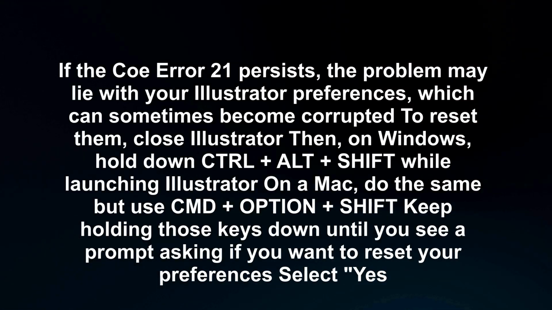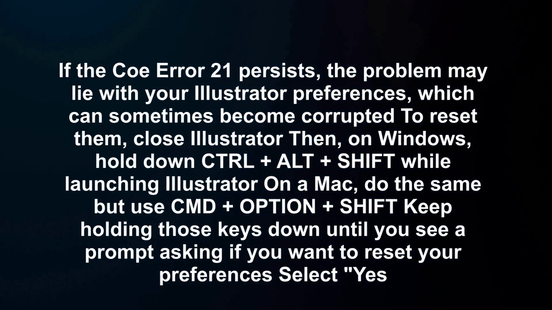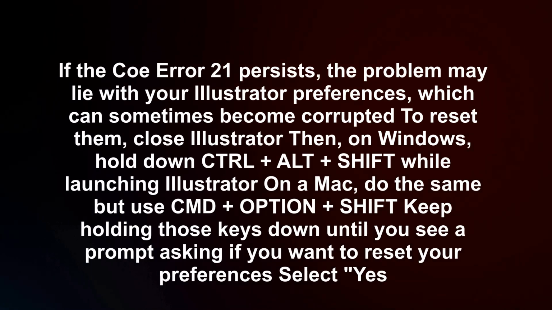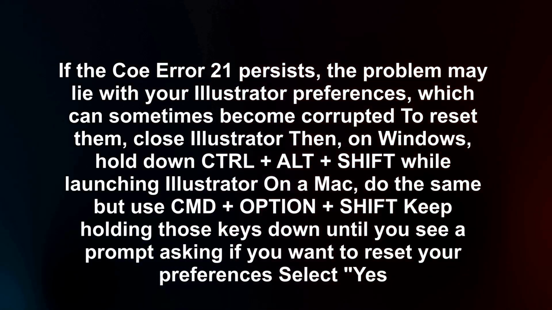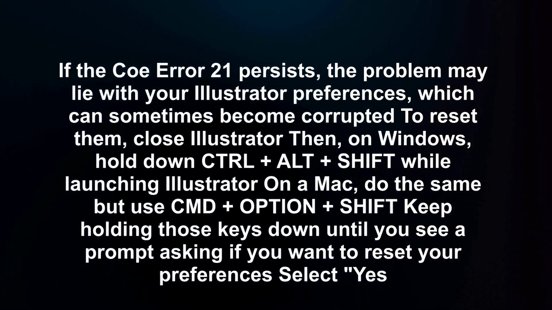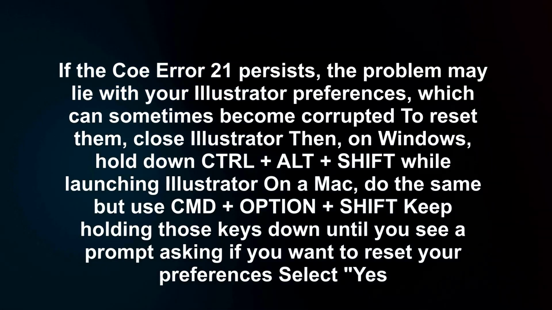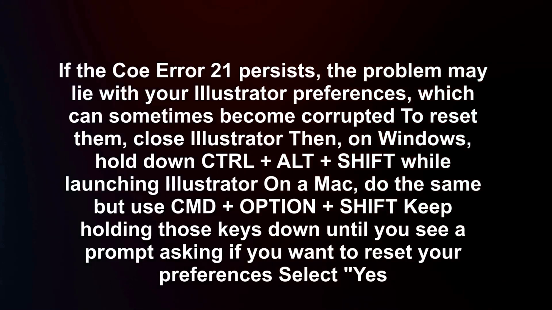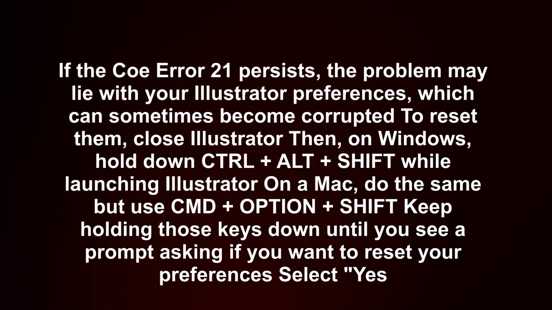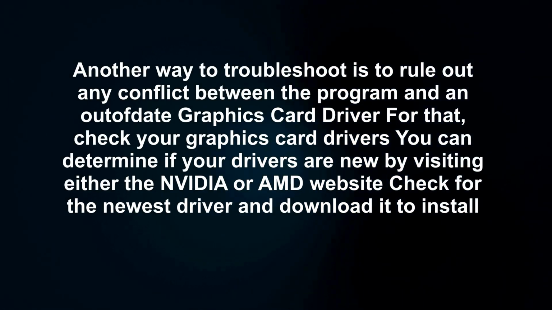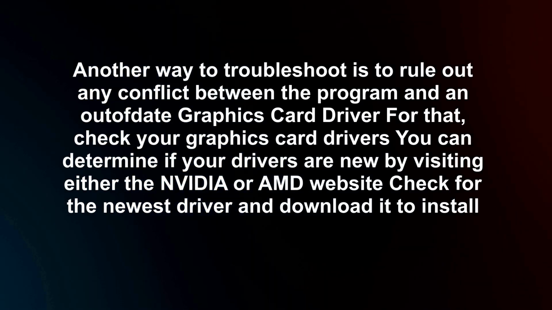If the Coe Error 21 persists, the problem may lie with your Illustrator preferences, which can sometimes become corrupted. To reset them, close Illustrator, then, on Windows, hold down Ctrl plus Alt plus Shift while launching Illustrator. On a Mac, do the same but use CMD plus Option plus Shift. Keep holding those keys down until you see a prompt asking if you want to reset your preferences. Select Yes.